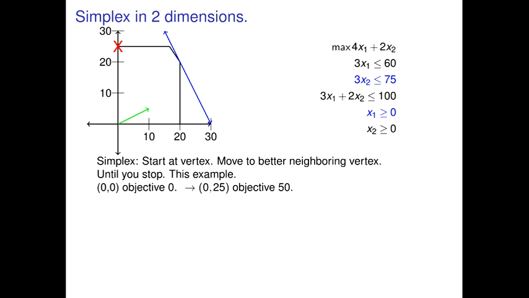So now I moved from the point 0, 0 to 0, 25. And 0, 25 is the intersection of these two constraints: 3x2 equals 75 and x1 equals 0. Okay, and the objective value is better. So now there's another neighboring vertex. This one also has two neighbors, the 0, 0 and the one up in the upper right-hand corner. And so we go there, and that's where we are now. That's what the simplex algorithm does. It just drops one of the constraints and then tries to move along the line to the next one. Okay, and so on. And here is the optimum.